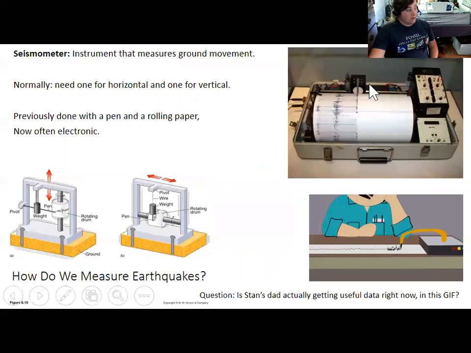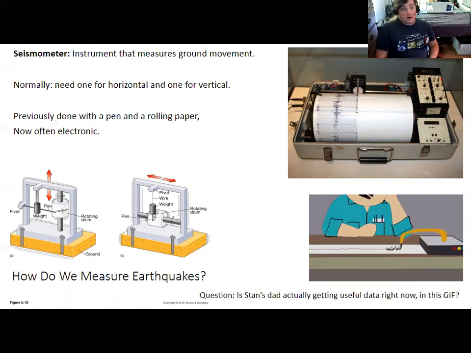Now, we measure earthquakes by using a seismometer, actually almost always by using a pair of seismometers, because we need one seismometer to measure vertical movement, like to measure whether the ground is moving up and down, and then one for horizontal movement to see to what degree the earth is moving from side to side.